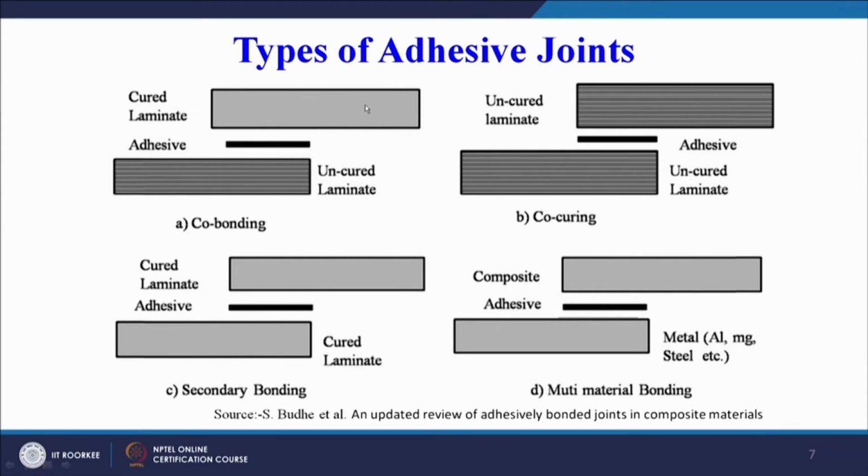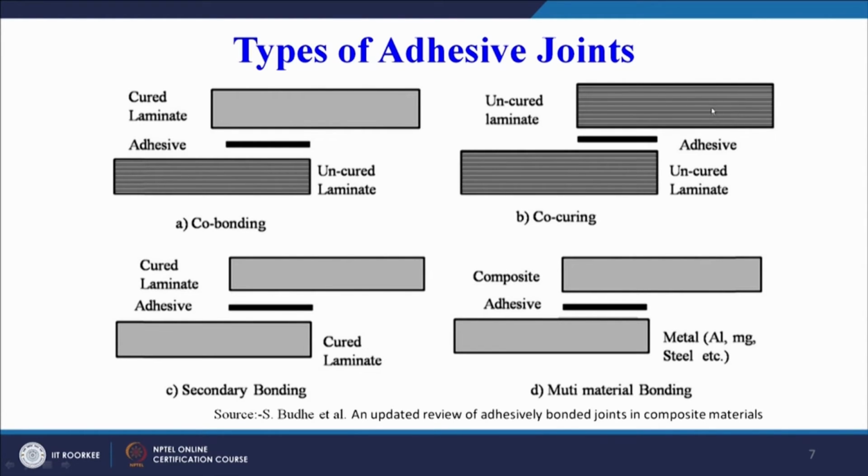So that is the cured laminate. Uncured means that the polymer is not in a fully cured state and still it requires heat or pressure to fully cure the material. So this black portion is the adhesive again. So we can make a joint in which one laminate is cured, another composite material or laminate is uncured, and we can make a joint which we call the co-bonding type of joint.